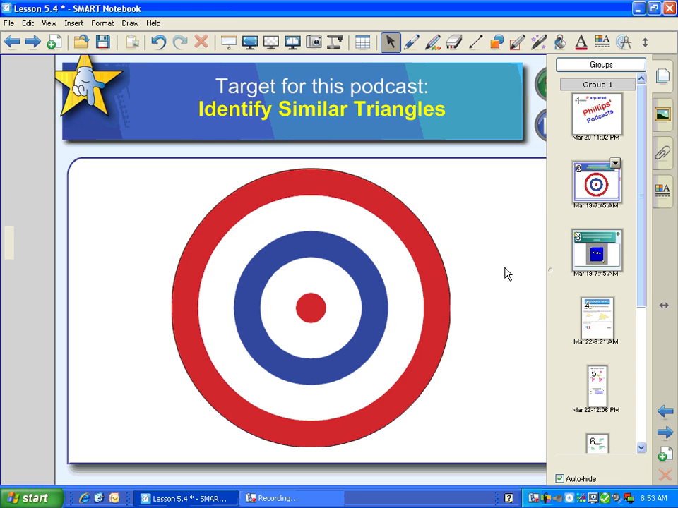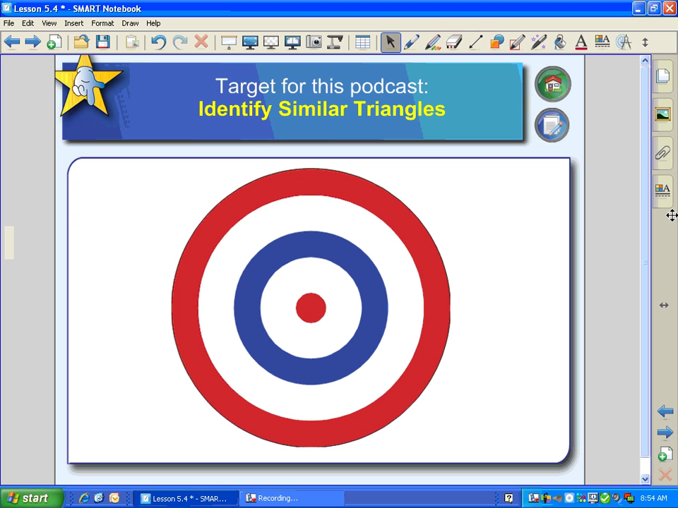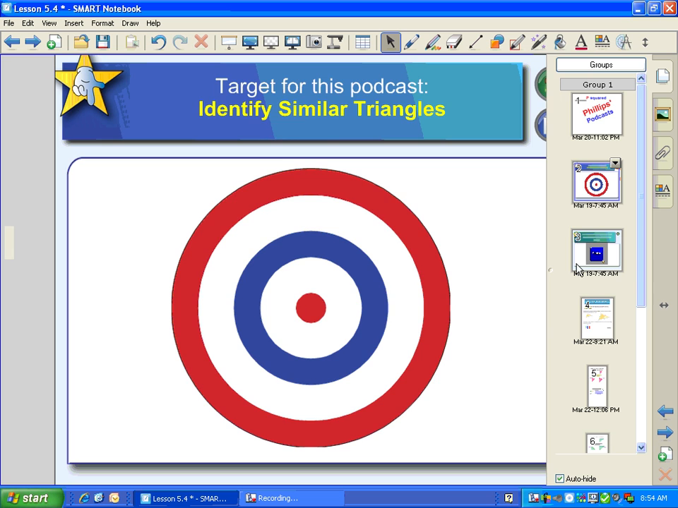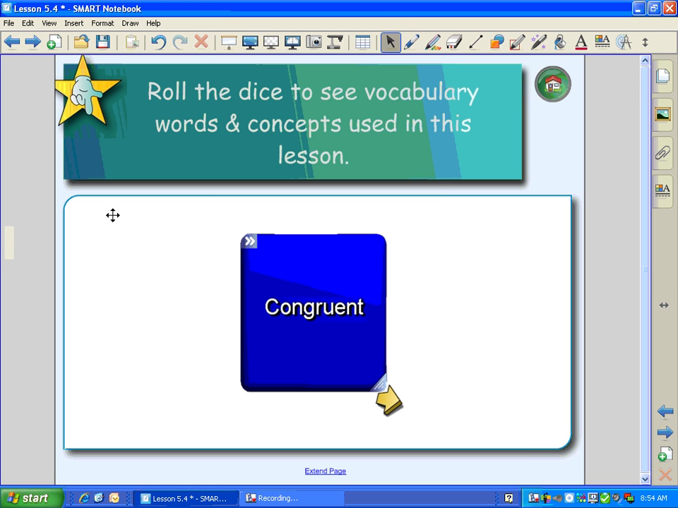Our target for today's podcast: by the end of this podcast, you should be able to identify similar triangles. Some vocabulary words for today's podcast: congruent. Congruent shapes in math: same shape and same size. Congruent: same shape, same size.